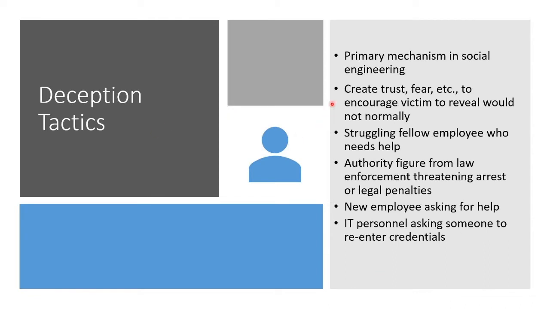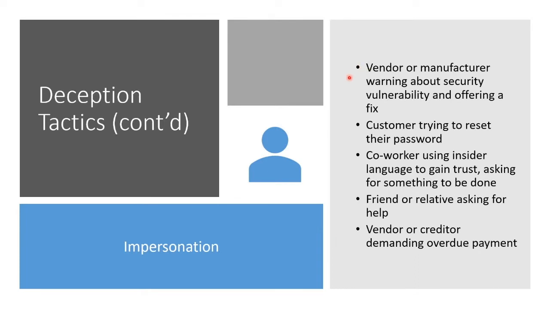Deception tactics. This is the mechanism in social engineering. We create fear, trust, or whatever to encourage a victim to reveal something they would not normally reveal. So for example, I'm a fellow employee, I'm struggling, I need help. I'm an authority figure from the law, and I'm threatening arrest or legal penalties. I'm a new employee, or I'm an IT person, and I need you to do something, especially to help yourself. I'm a vendor, or a manufacturer warning about a security vulnerability, and here's the fix, so please install it. I'm a customer trying to reset their password.